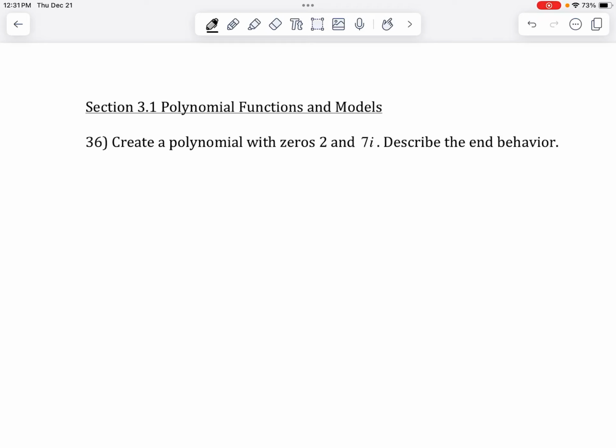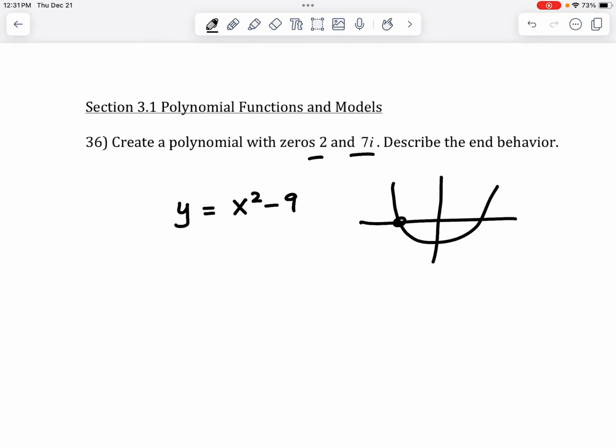So I really like this type of question because it's basically giving you the answers and then it's asking you, where did these answers come from? So let me just show you a quick example. If you have y equals x squared minus 9, that is a parabola that looks like this, and it's crossing the x-axis in two places.